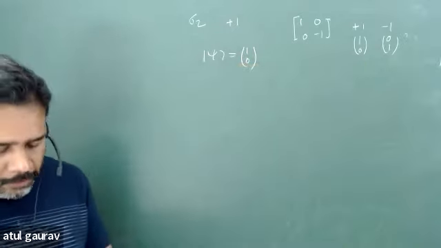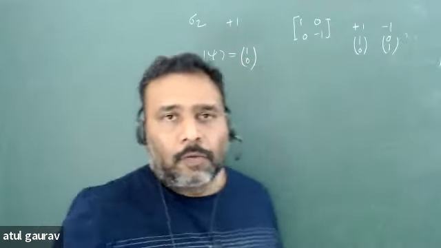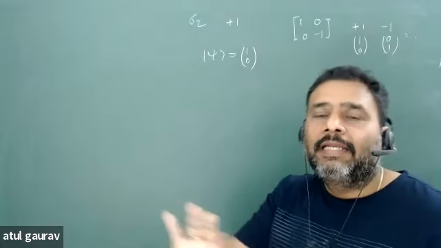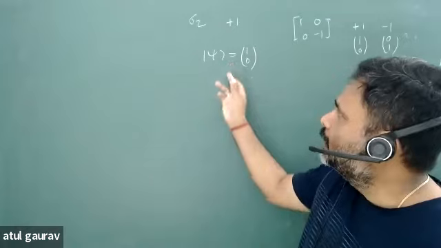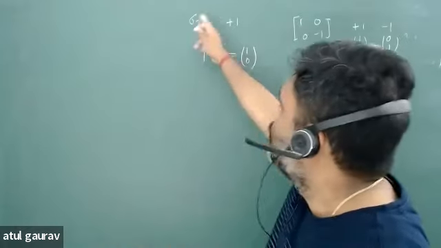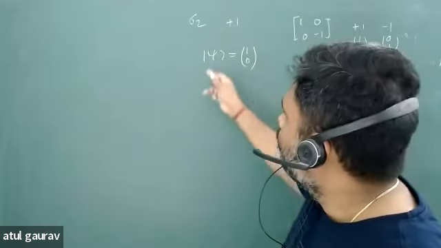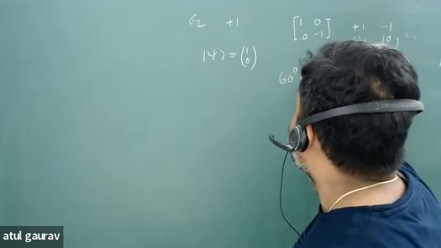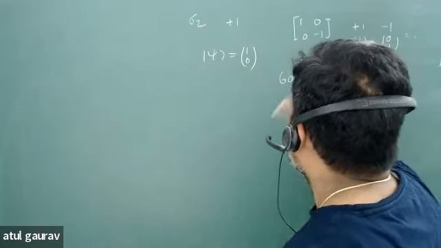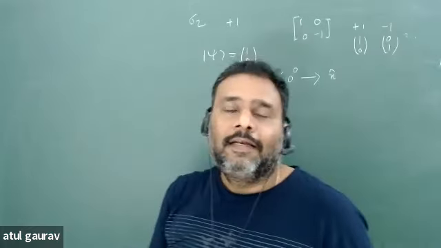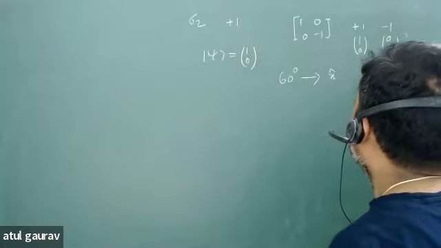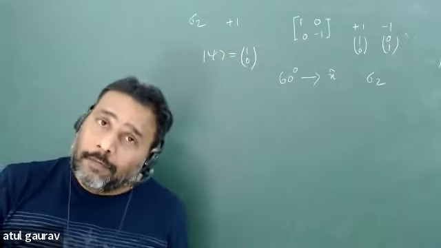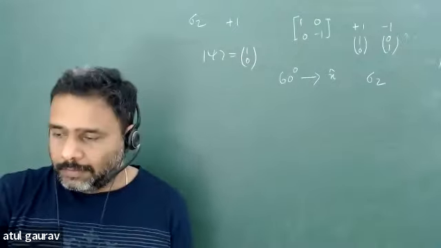Now what you are doing is that you are just going to rotate this state in a counter clockwise direction with angle 60 degree. Rotate, and this is for a spin half particle. You are rotating by an angle of 60 degree about which axis? X axis. And after that you have to measure sigma z again. What will the measurement be, with what probability? Same question, isn't it?